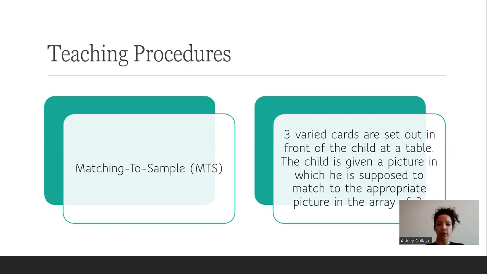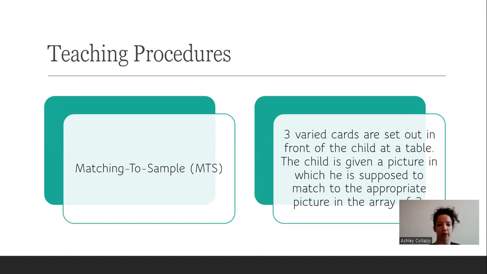And this is when 3 varied cards are set out in front of the child at a table. The child is given a picture in which he's supposed to match to the appropriate picture in the array of 3. So for example, we'll have him sit at the table during DTT. We'll set out 3 cards, and depending on the child, it can be a different number of cards. You could have an array of 8 cards, an array of 2 cards. But for him, as of right now, we're just doing 3. And then eventually we'll build up to more.